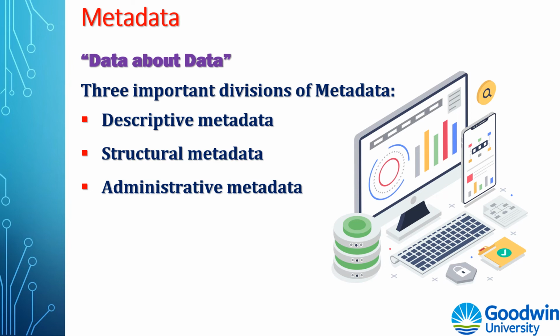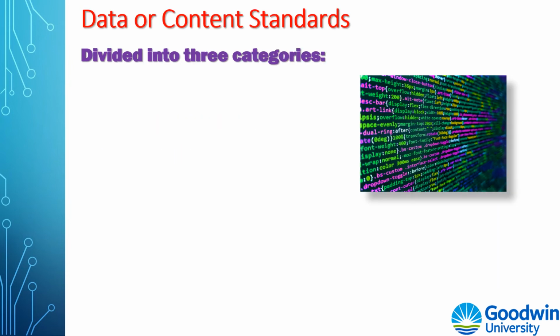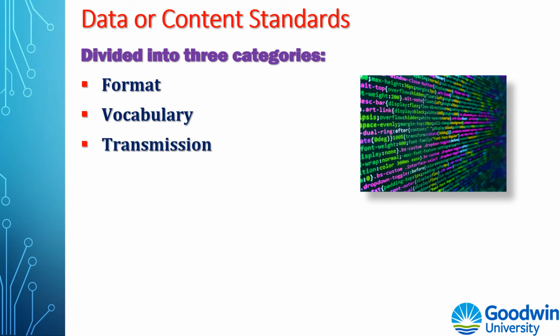And the first one was descriptive data. I think I described it. I want to make sure I don't miss this, but it's the general context of the data, which can be used for discovery. So it's like identification, title, abstract, author. You've seen these before when you do lit research, or in the future when you do it, you'll see them. These are divided into three categories, which we talked about: format, vocabulary, and transmission. Okay, so we're going to talk a little bit more about them in depth.